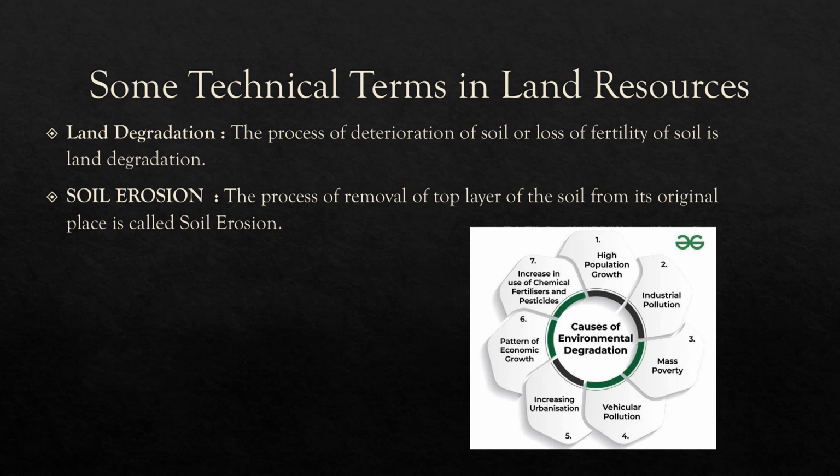The major causes of land degradation are, first, population. As population increases, more land is needed for producing food, fiber and fuel wood. Hence, there is more and more pressure on the limited land resources which are getting degraded due to overexploitation.